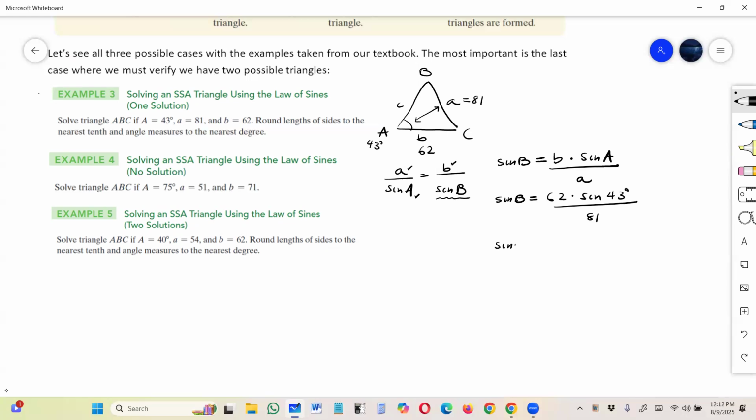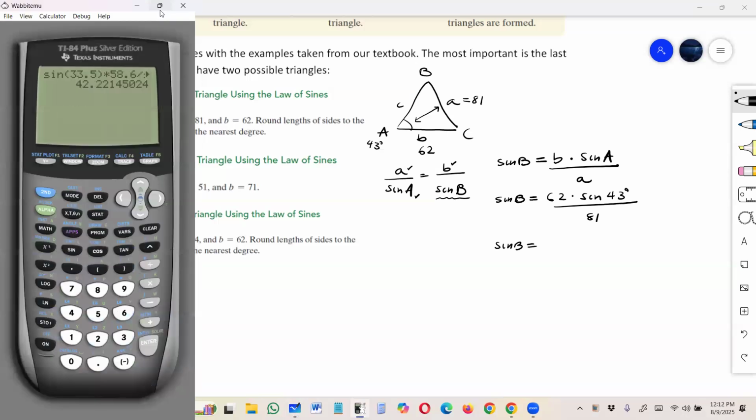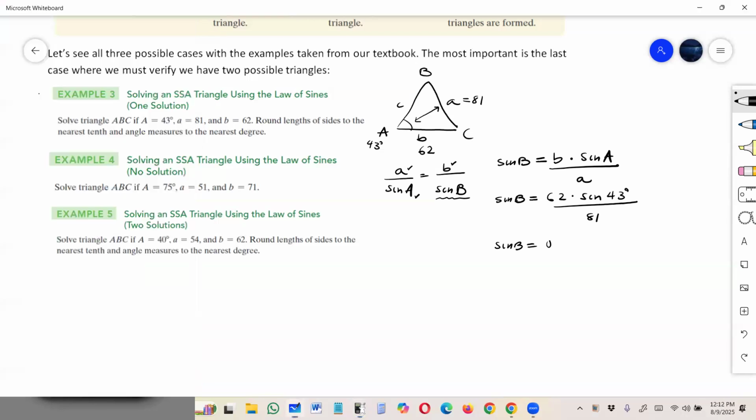Okay, now I am going to do this in two steps. First, I'm going to find the value of this thing that I have over here. And here is my calculator. So 62 times sine 43 degrees divided by 81. Now, this is going to be a value, and we're going to use four digits here, right? This is not an angle or a side. This is the sine of the angle B that we're trying to find. So I'm going to write 0.5220.